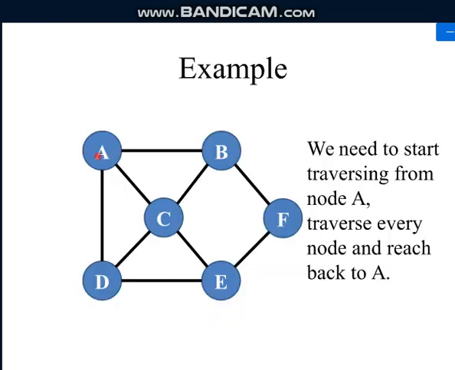Now A to B, B to C, but instead of going to C we can go to F. So now from B to F. Then F is connected to B and E. Already from B we have reached F, so the next vertex is E. From E you can reach either C or D.